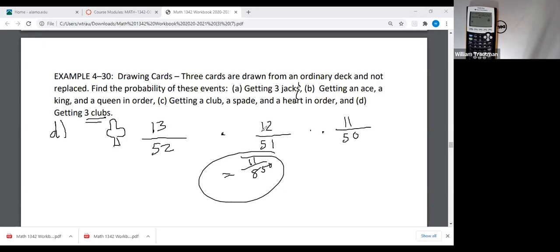So once again, they're saying do not replace the card. If we replace the card, it'd be 52, 52, 52. And there'd always be 13 clubs because we're putting the card back in.